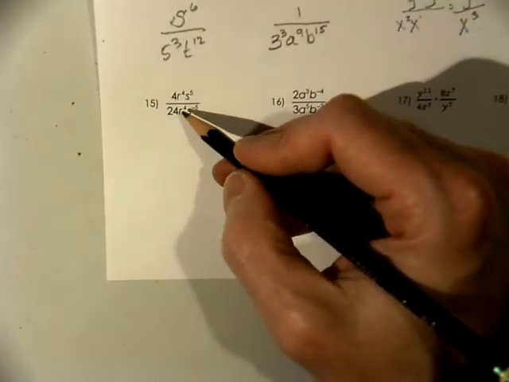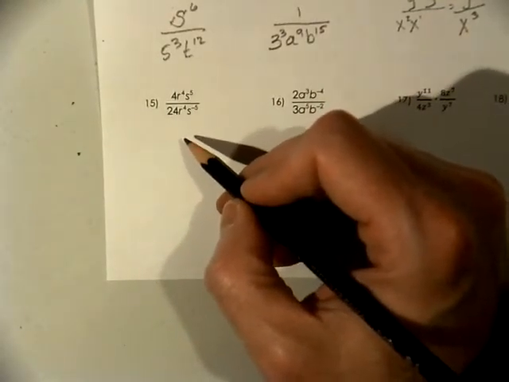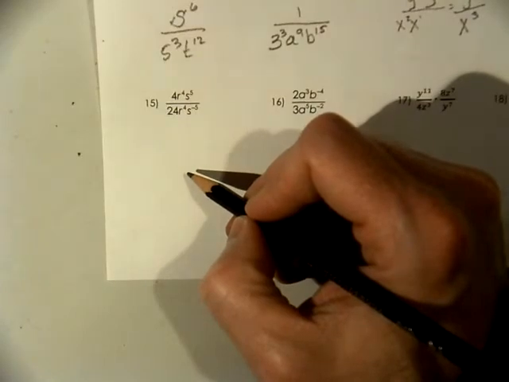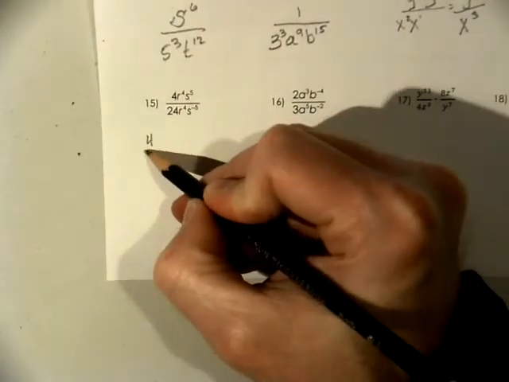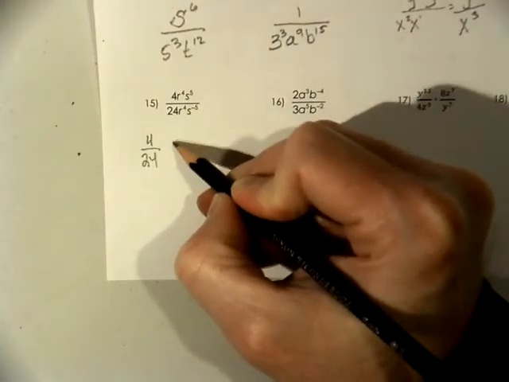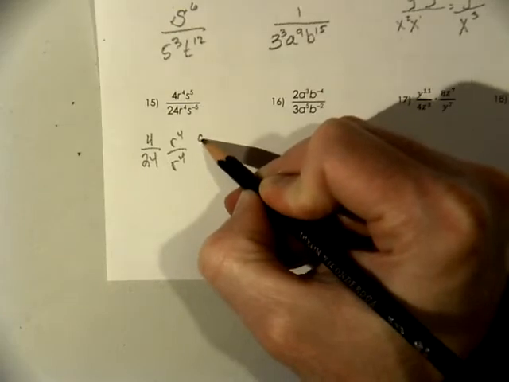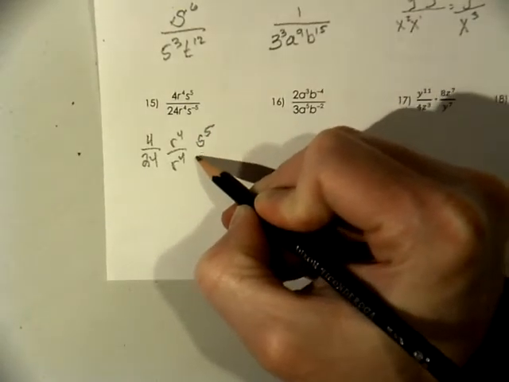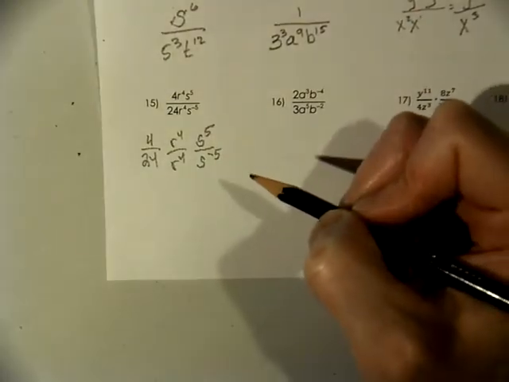Go ahead, pause it, try it on your own. Then you can come back and see if your process was correct. Here we have 4 over 24. We have r to the fourth, r to the fourth, s to the fifth, and s to the negative fifth.